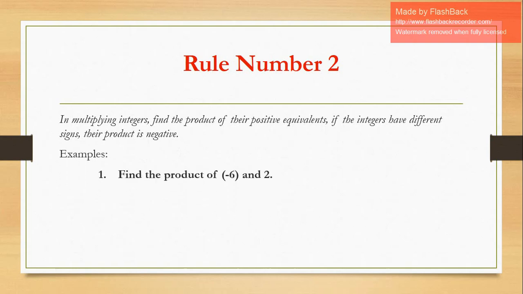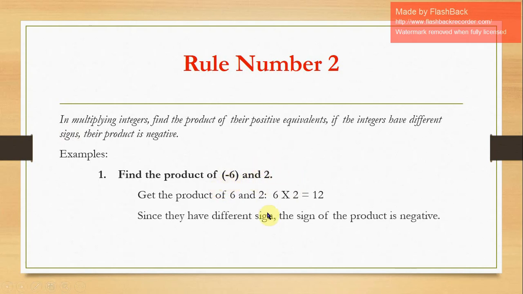Example number 1. Suppose you are tasked to find the product of negative 6 and 2. Disregard the sign, just multiply the numbers. 6 times 2 is equal to 12. Second step, look for the sign. What is the sign of the first given? That is negative. What is the sign of the second given? That is positive. Since they have different sign, the sign of the product is negative. Hence, negative 6 times 2 is equal to negative 12. So, let's have another example for rule number 2.